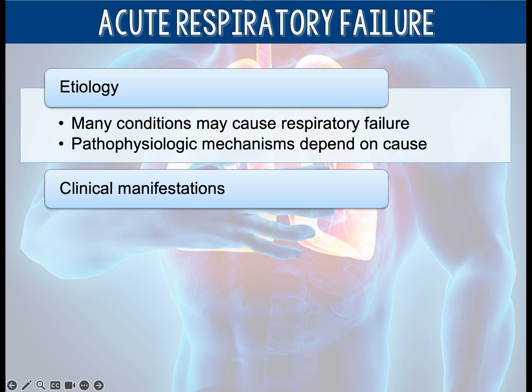In general, the development of hypoxemia is related to bad ventilation and perfusion. So ventilation is getting air into your lungs, and perfusion is that, right, the exchange of gases. So when those do not match, then you get hypoxemia, and when that gets worse, then you have respiratory failure.